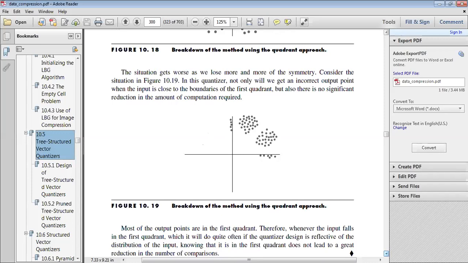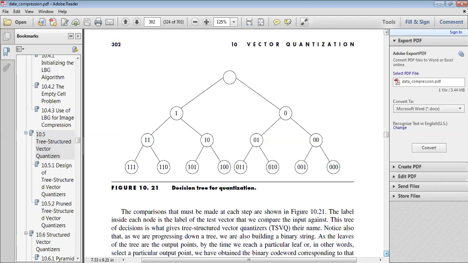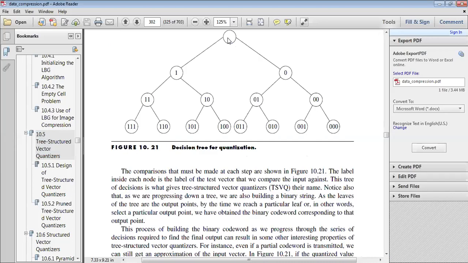So in this case we have studied that we divide the data into two groups, group 1 and group 0. So this process can be continued by splitting the output points in each group into two groups and assigning a test vector to a subgroup. So group 0 will be split into group 00 and group 01, जो हमने पिछले लेक्चर में देखा था. This one is our whole data, and because this is non-symmetrical, the whole data can be categorized into two parts, group 1 and group 0. So this one is group 1 and this one is group 0.